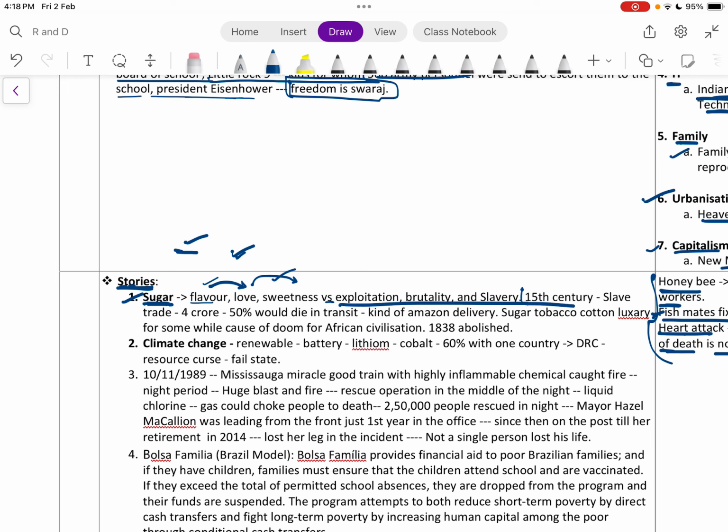In the 15th century, the slave trade was conducted, and nearly 4 crore people were transported from Africa. This is Africa, from the western coast of Africa, that is, the Ghana coast, Gold Coast, slave coast, and they were transported to Brazil. So this is Brazil, especially for sugar cultivation.